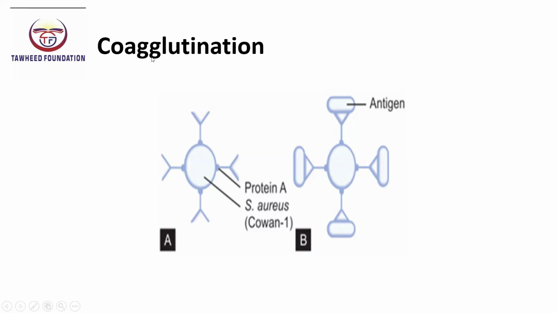So, principle of this coagglutination: protein A of S. aureus binds the Fc region of antibodies. The antibody's Fab region remains free to bind the antigen. Antigen bridges multiple antibody-coated bacteria, producing visible clumping. Clumping equals a positive coagglutination reaction, indicating the presence of the antigen in the sample.